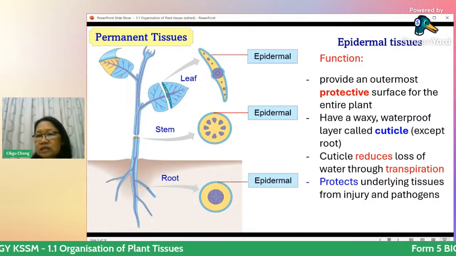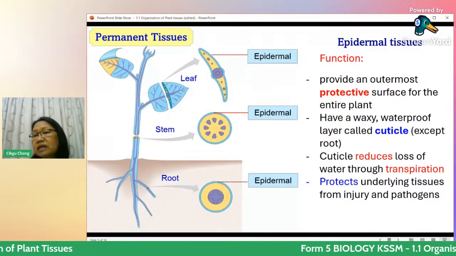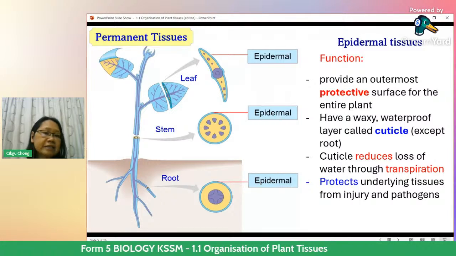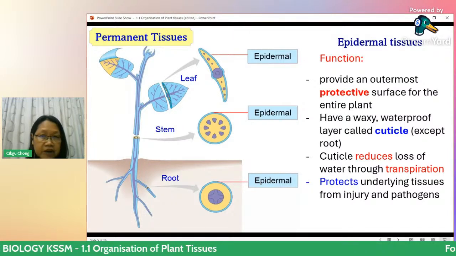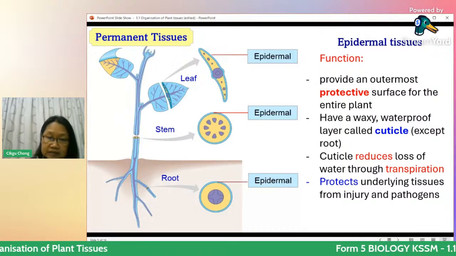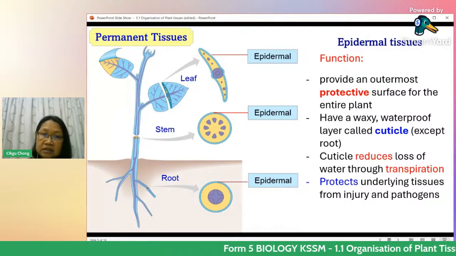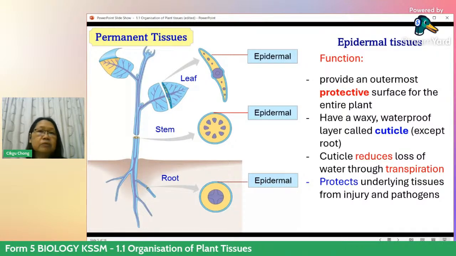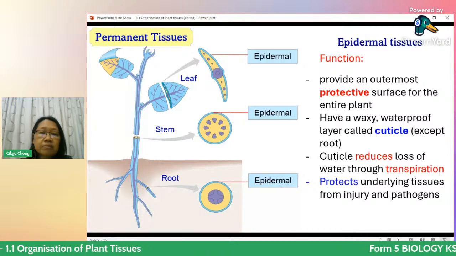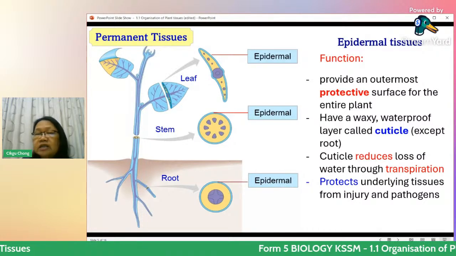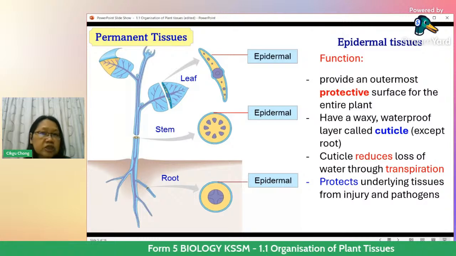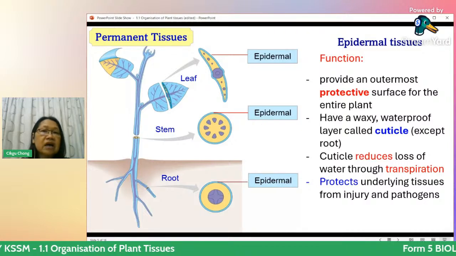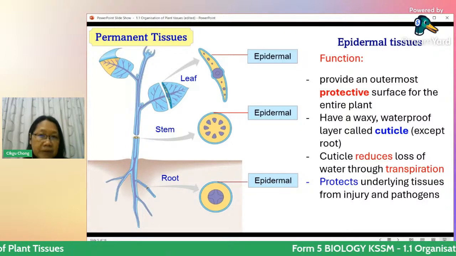And of course, another function is to protect, right? Protecting the underlying tissues, all the tissues that are inside, from injury and also pathogens. The pathogens are like bacteria, virus that can actually enter if there's no protection. It can enter the tissues there and will attack the tissues, and the plant can have diseases and the plant will die. Okay, the same like us, our skin is a very important protection. So if the skin is broken, that's where bacteria will enter. That's why when we are injured, we should always put antiseptic and wrap up, bind the cover the wound, right, to stop the entry of pathogens.